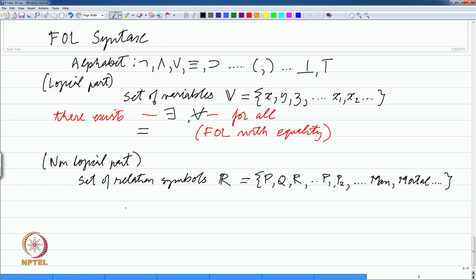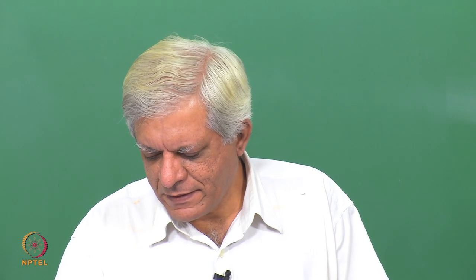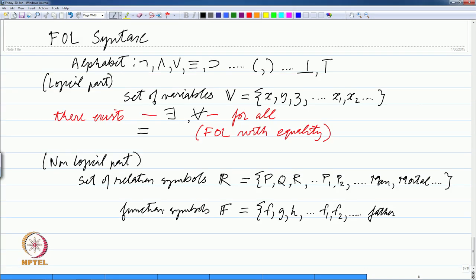Then we have the set of function symbols. So, we will use this for that, and typically we use things like F, G, H, or F1, F2, but we could also use something like father or successor or sum, if you are talking about numbers and so on.